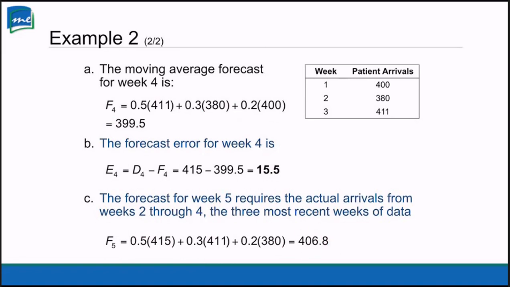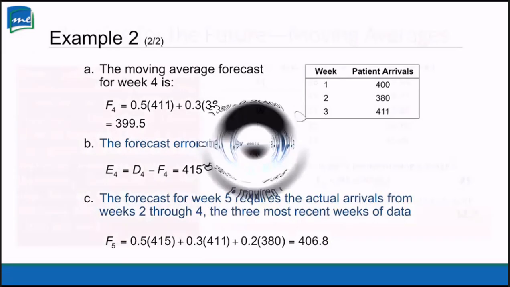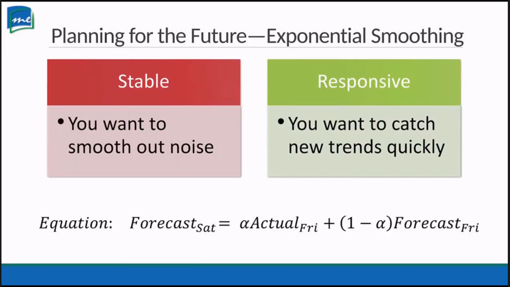So this is the first time series model I'd like to introduce, the moving average. We have the simple moving average, where the weights for each period are the same, and the weighted moving average, where we consider different weights for different periods. And the second tool I'd like to introduce for time series forecasting is exponential smoothing.